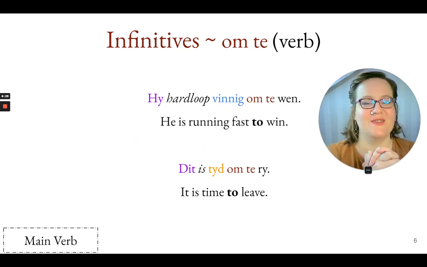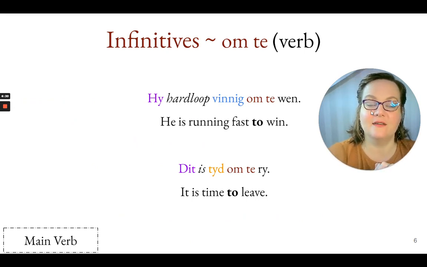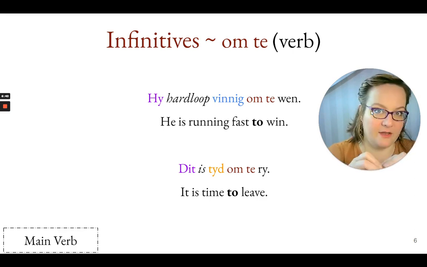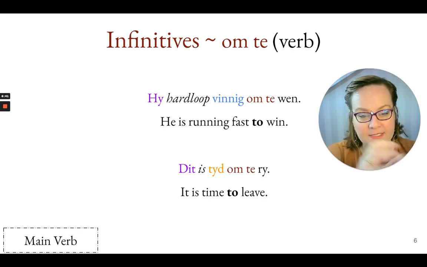Okay, let's do the first one. Hy hardloop vinnig om te wen. He's running fast to win. Hy hardloop vinnig om te wen. So here you can see it's the main verb. It's just an om and a te and a verb. That's it. Let's look at the next one.